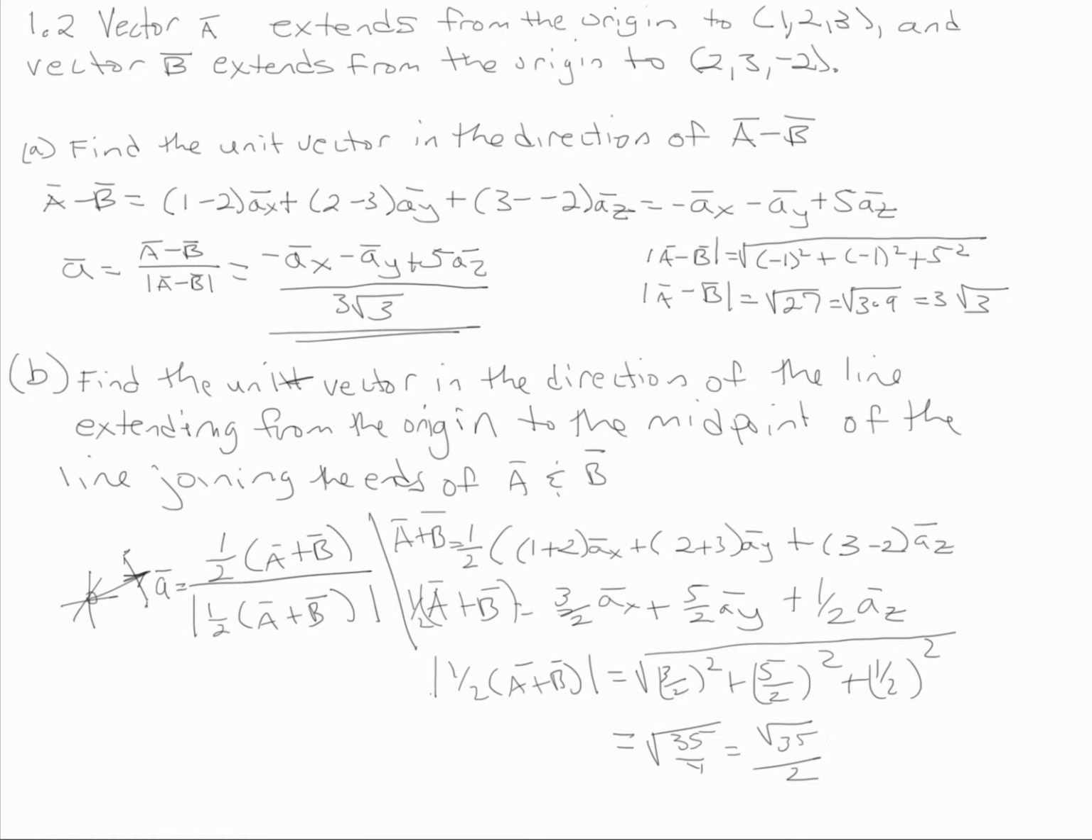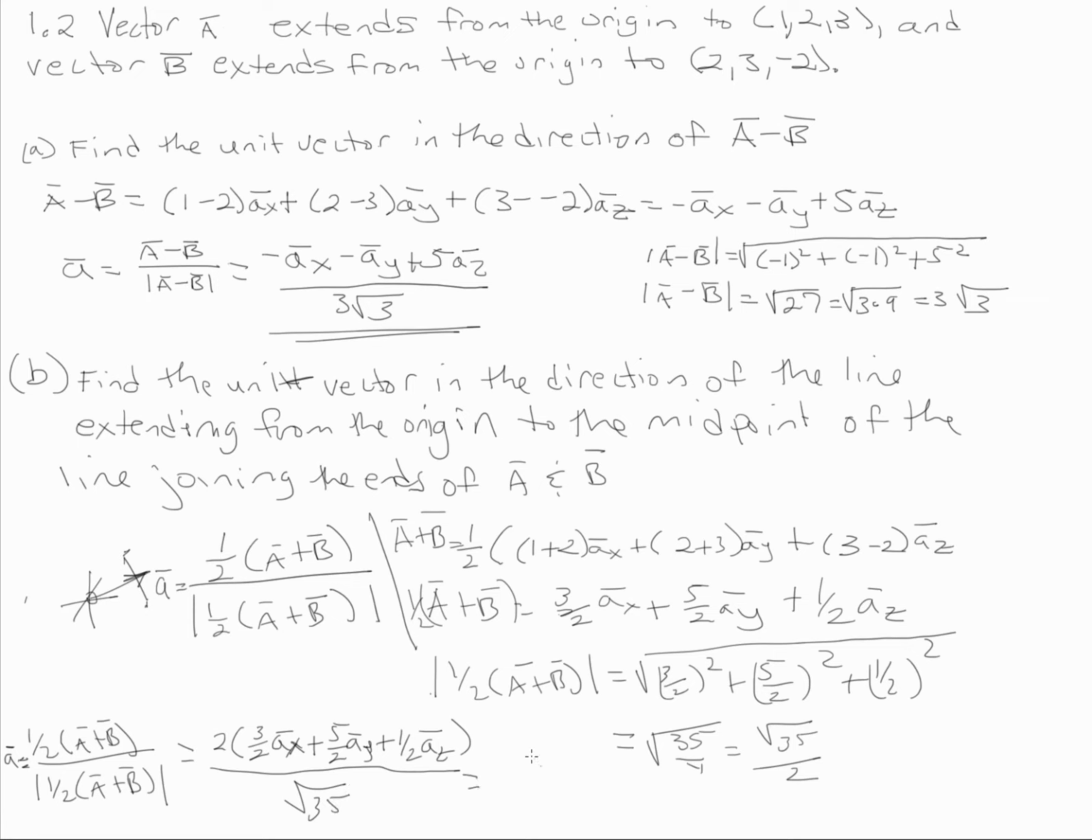And so if we put this all together, we have the 1/2 of A plus B, because we want the direction, so that's just going to be a unit vector, over the magnitude of 1/2 A plus B. So we're going to have basically 2 times 3 over 2 AX plus 5 over 2 AY and plus 1/2 AZ, all over the square root of 35, because I've already inverted it here.